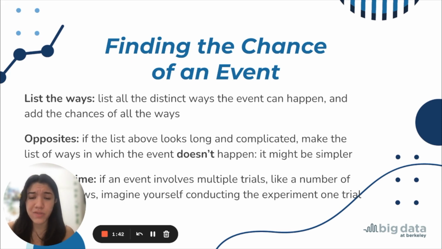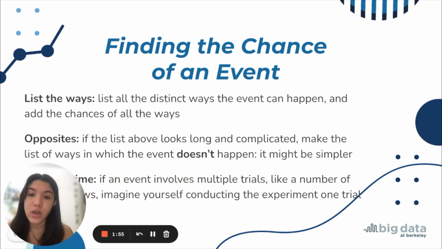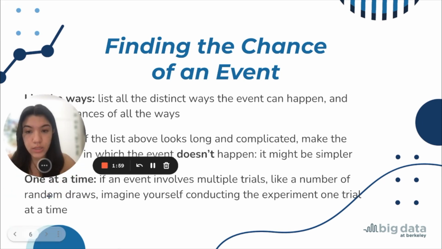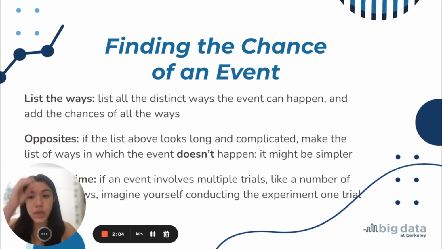We can also use opposites. If the list above looks long and complicated, we can make it simpler by listing the ways in which the event doesn't happen and then finding the complement of this. Finally, we can use one at a time. If an event involves multiple trials, like a number of random draws, you can imagine yourself conducting the experiment one trial at a time. So these are just a few different strategies to find the chance of an event.